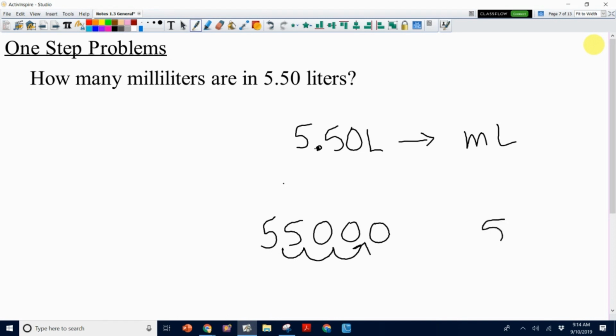So we're going to end up with 5,500 milliliters. Okay, so 5.5 liters is 5,500 milliliters. And that's just using the move the decimal technique. Now we can do this setting it up in a dimensional analysis problem. So if this moving the decimal thing gives you problems and you don't quite understand how to do that, you can always set this up in a dimensional analysis problem and get the exact same answer.